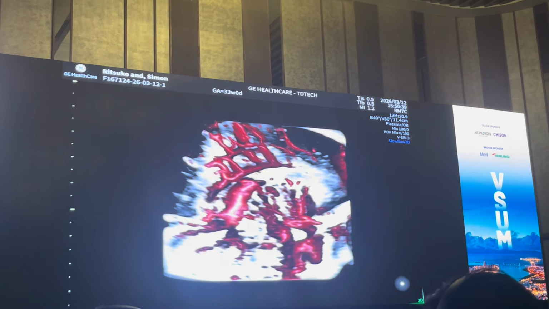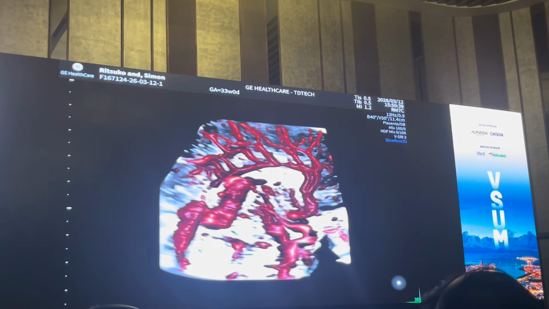the silver color. Okay, so move on to our next patient.